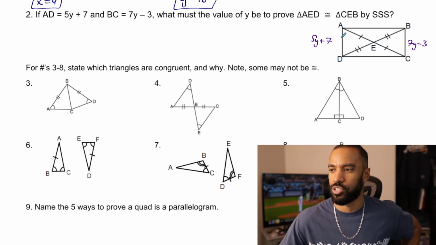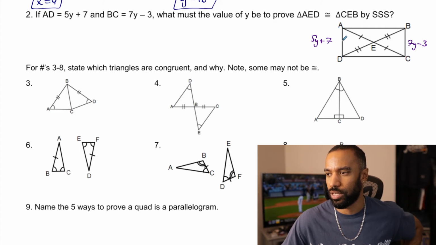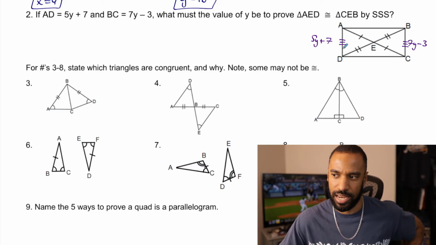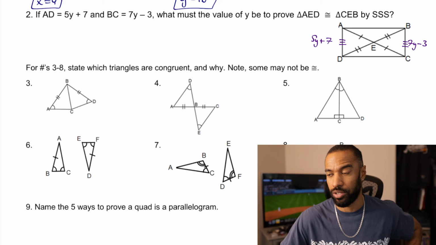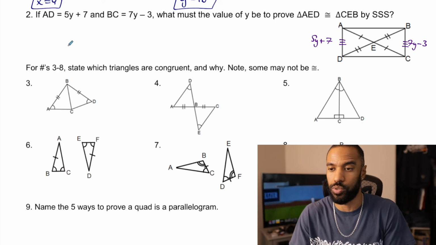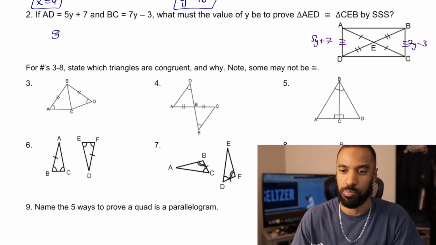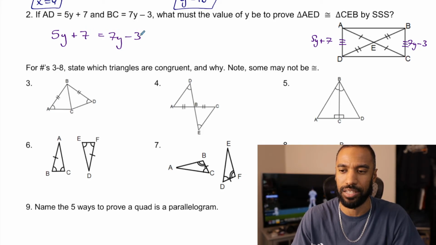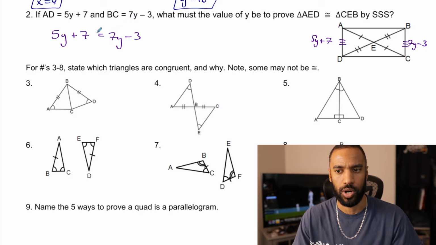So basically what they're saying here is, to make these two triangles congruent by side, side, side, these two segments would have to be congruent to each other. For these segments to be congruent, their measures must be equal. 5y plus 7 must equal 7y minus 3. We're trying to figure that out.